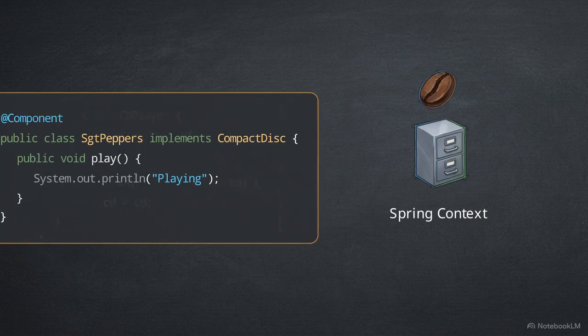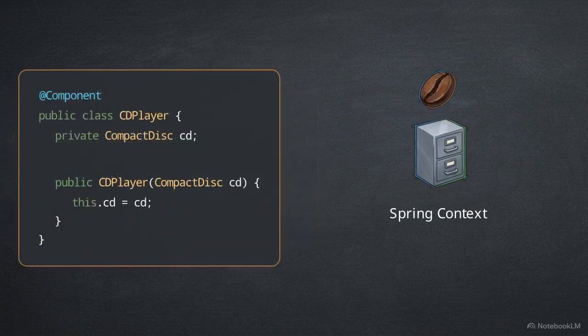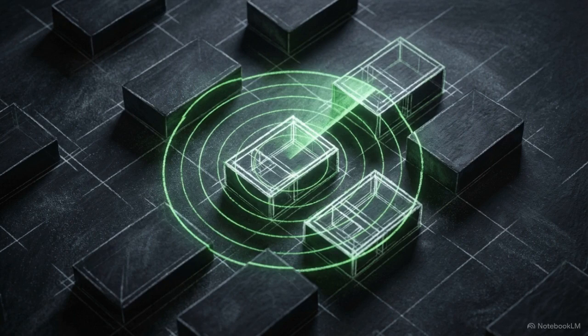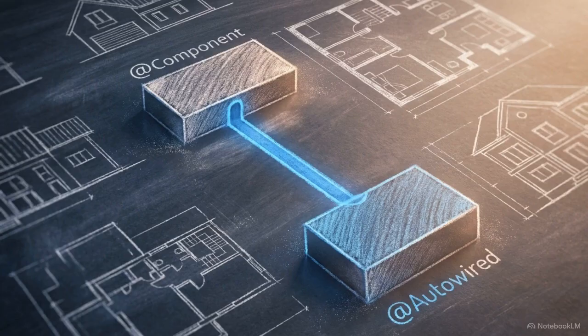The CD player class requires the disk. Here, the @Autowired annotation is applied to its constructor. @Autowired acts as an active command to the container. It forces the container to search the context for a matching bean and inject it automatically. The entire process is managed by the component scan configuration, which triggers the initial sweep across the codebase to find these annotations. By pairing @Component with @Autowired, the container automates the assembly of the application graph, reducing the need for explicit configuration while maintaining type safety.